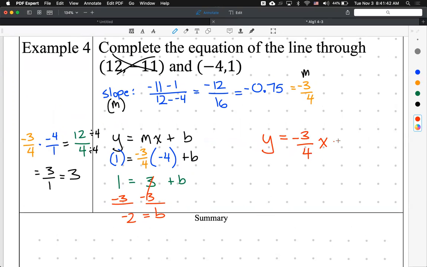which is just negative 2. And I know a lot of people are making a tiny mistake by saying it's negative 3/4 x plus a negative 2. You're correct, but you need to simplify that to just say minus 2 instead of plus a negative 2. That is our final answer, and we box it.